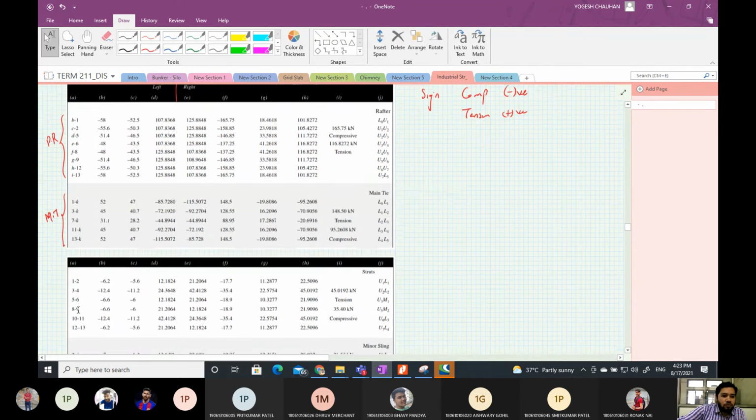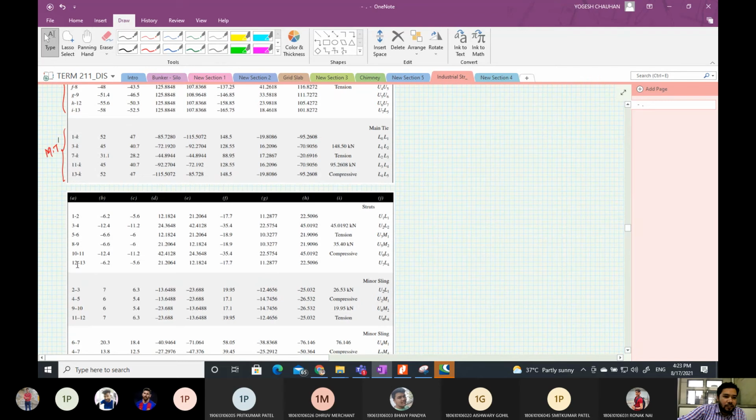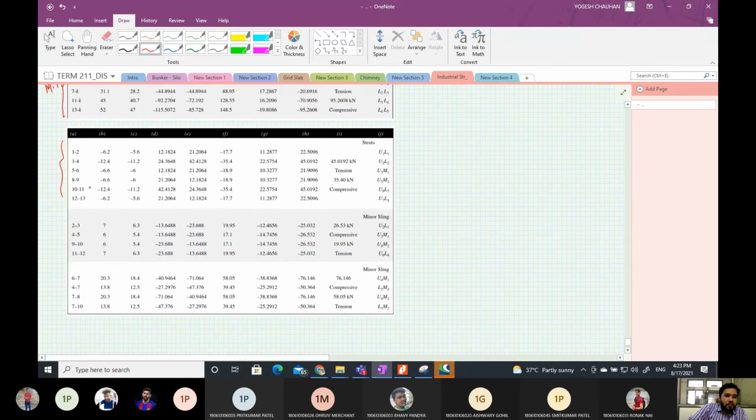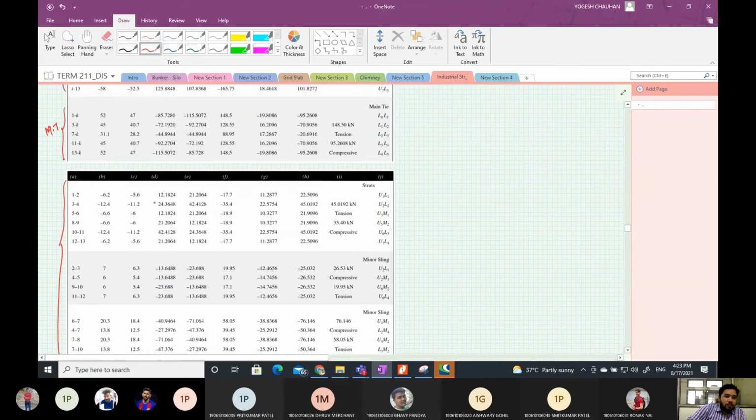And these members, 1, 2, 3, 4, 5, 6, 8, 9, 10, 11, are all web members. Some of these are predominantly under tension. These web members are under tension, predominantly under tension.